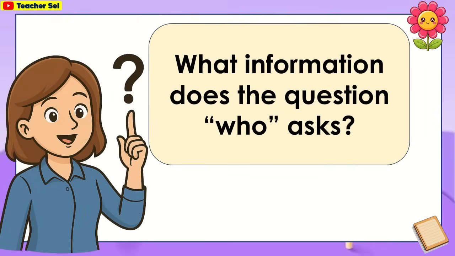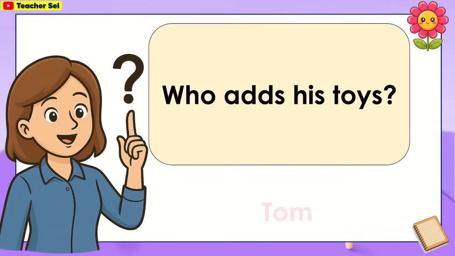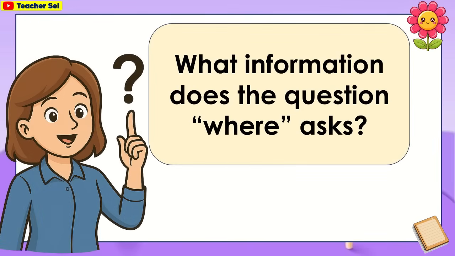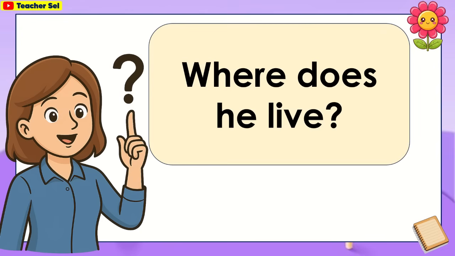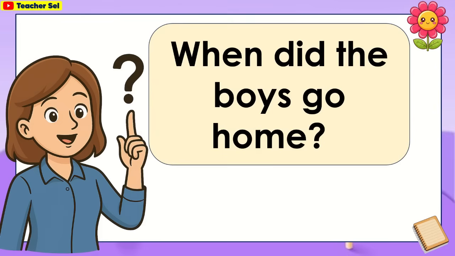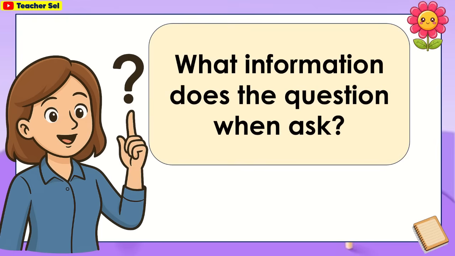What information does the question who ask? Name of a person. Who adds his toys? It's Tom. He lives in a mountain. What information does the question where ask? Place. Where does he live? In mountain. In the afternoon, Tom and Mon went home. When did the boys go home? In the afternoon. What information does the question when ask? Time.